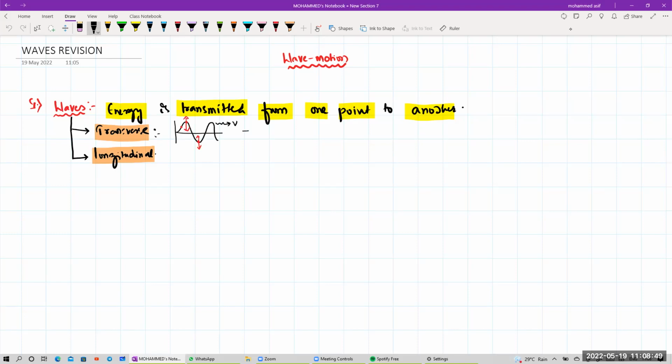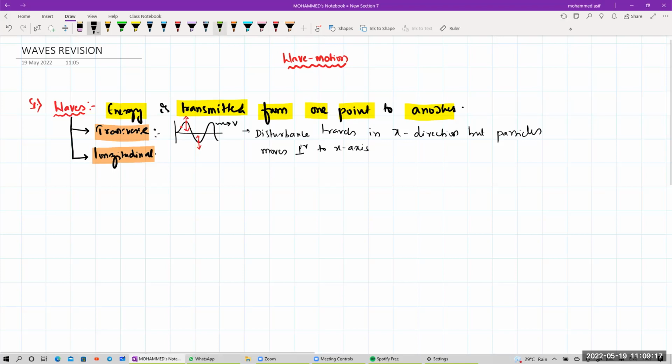Yes, sir. In the transverse wave, the disturbance travels in which direction, beta? In the x direction. Disturbance means energy. Energy is traveling in the x direction. But particles are moving in which direction, beta? Particles will move perpendicular to the x-axis. Got a clarity? Yes, sir.